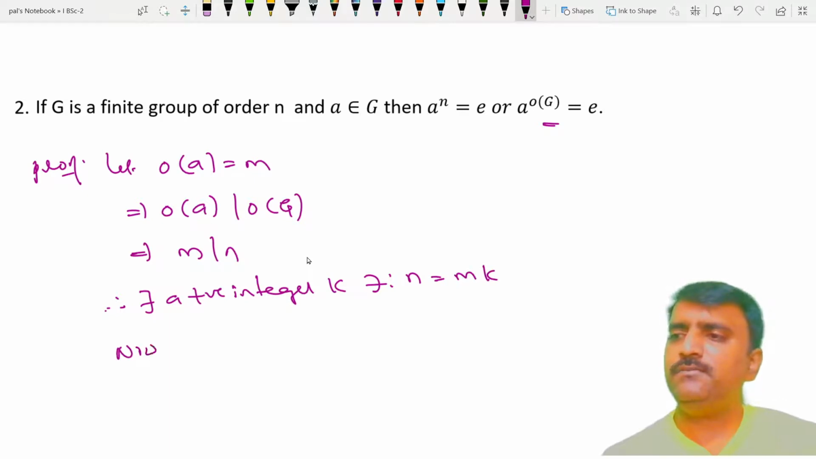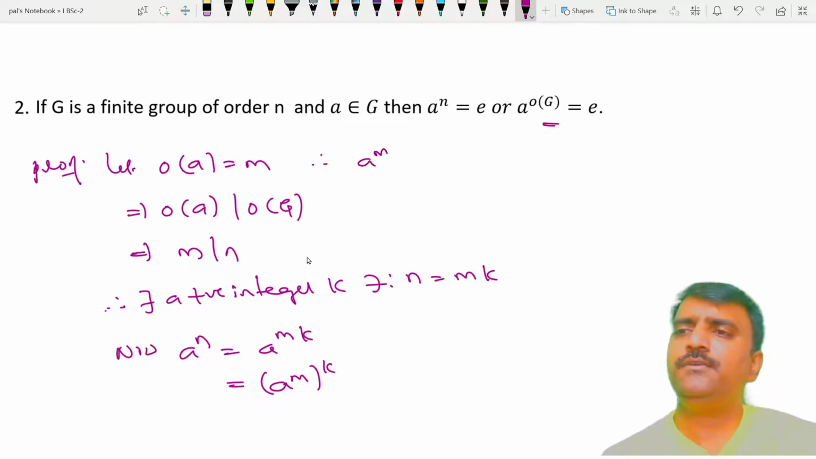So now A to the power of n is equal to A to the power of mk, which is equal to A to the power of m whole to the power of k. What is order of A? Order of element A is m. So therefore A to the power of m is what? E. You know this: if order of A is m, then A to the power of m becomes E. So A to the power of m is E, so it is E to the power of k.